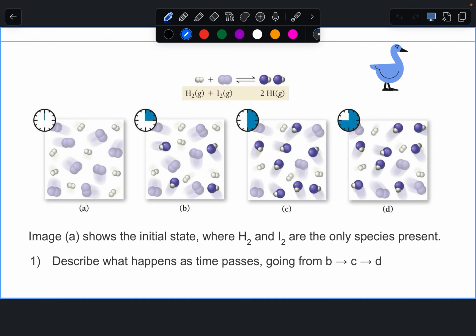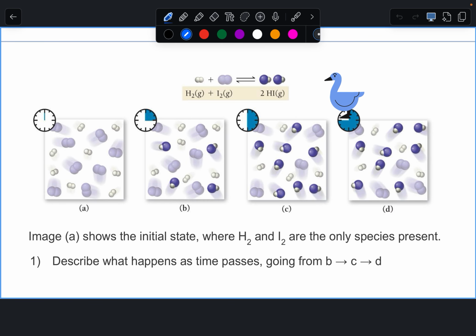All right. So in this reaction, the different pictures, you can see with the clock, they're describing what happens after a certain amount of time, a little bit more, and a little bit more time, okay? So we've got even numbers of H2 and I2, so I think there's 8 of each molecule.